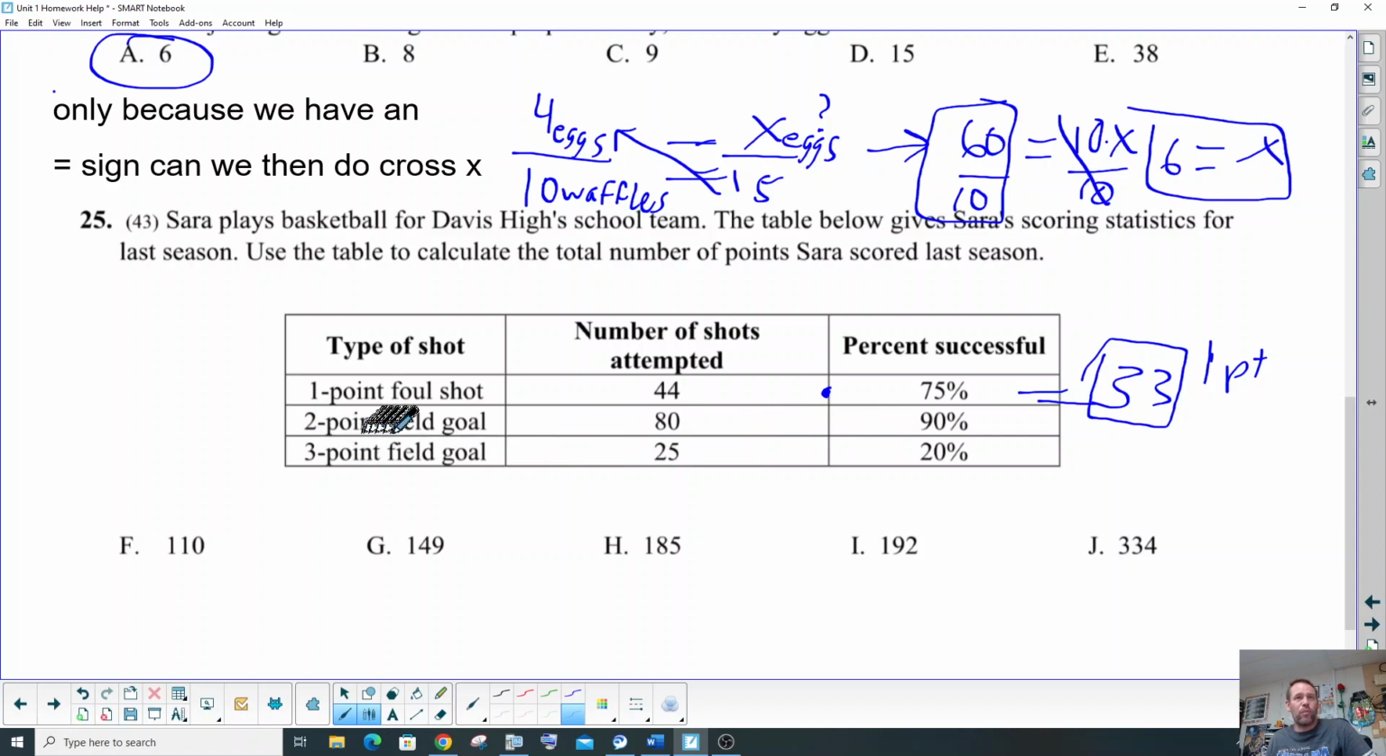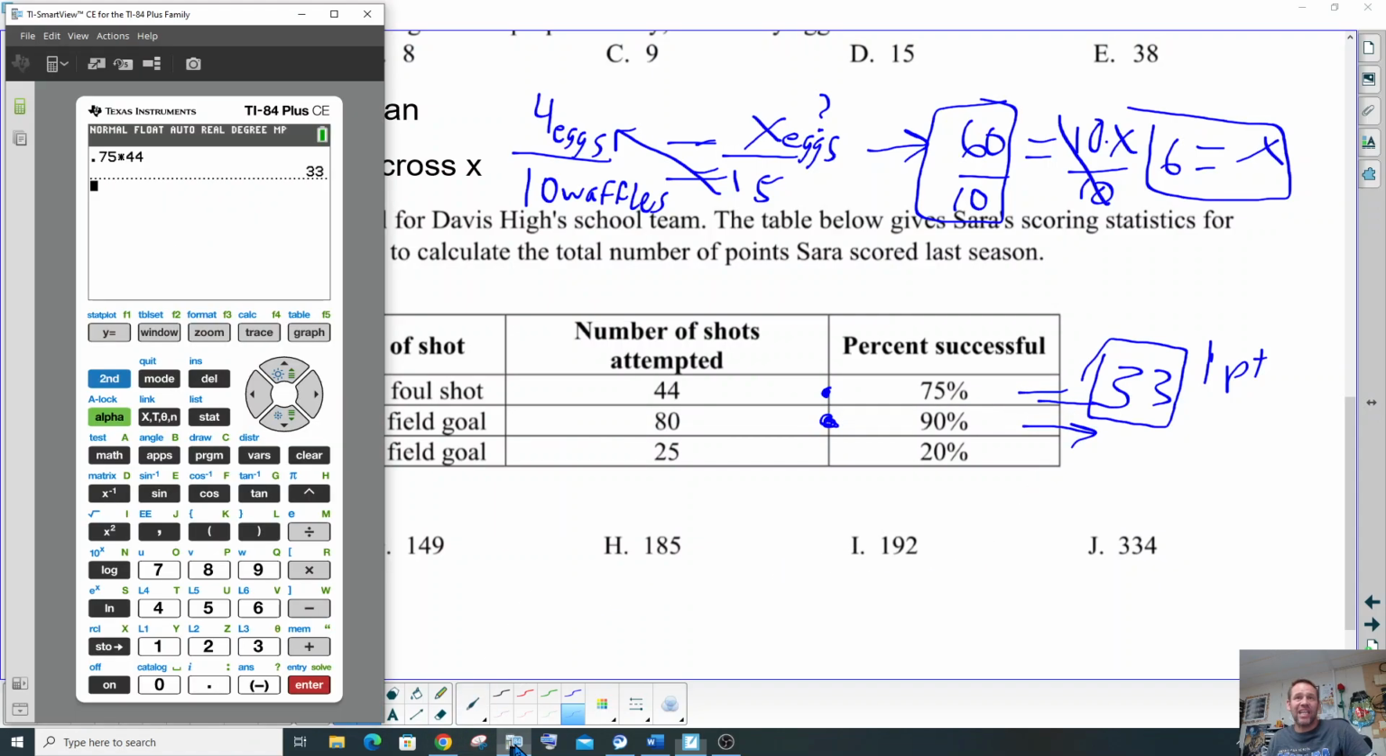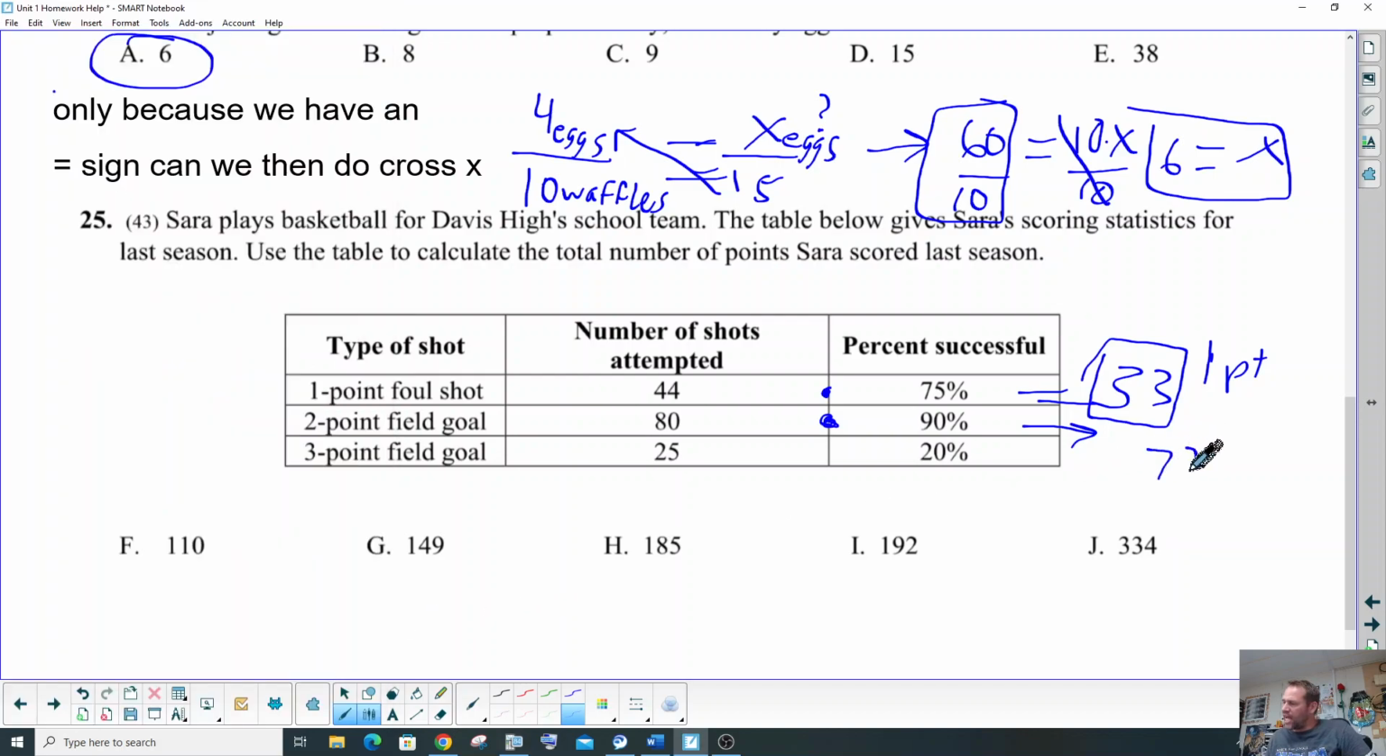Then she did 2-point shots, and she attempted 80. So what's 80 times 90%? How many of those shots did she make? And so we go 0.90 times 80. So what's 90% of 80? 72. So she had 72.